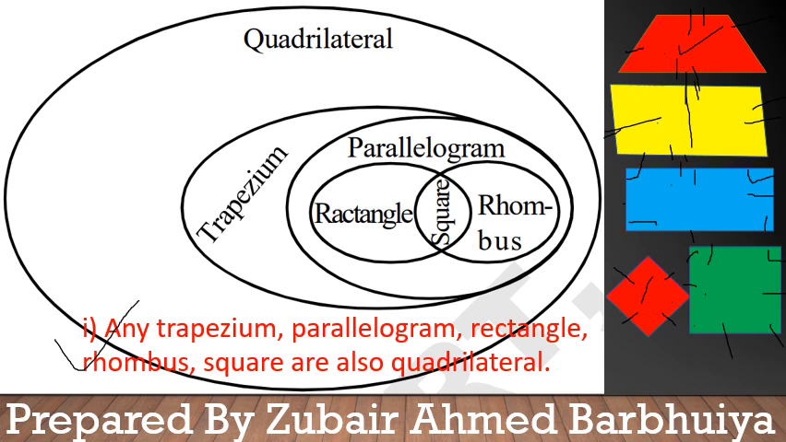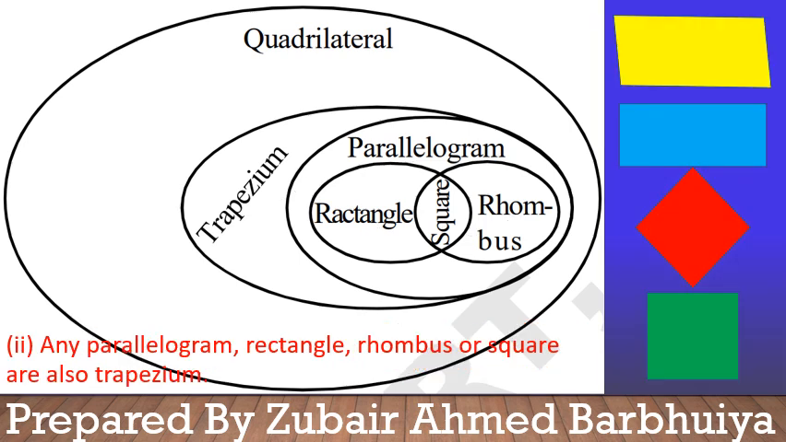Here I have drawn different circles. The greatest circle represents the family of quadrilaterals. If the greatest circle represents the family of quadrilaterals, then trapezium, parallelogram, rectangle, square and rhombus will belong to the family of quadrilaterals. They cannot cross out from the family of quadrilaterals. So they should be inside the boundary of the family of quadrilaterals.